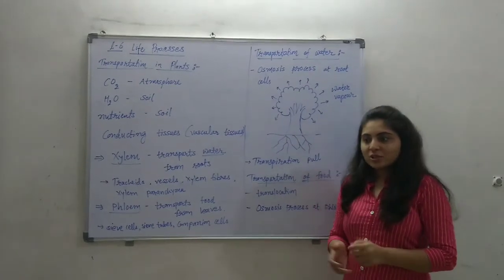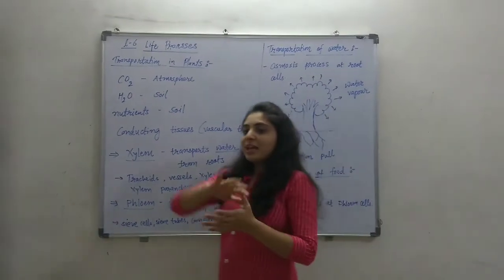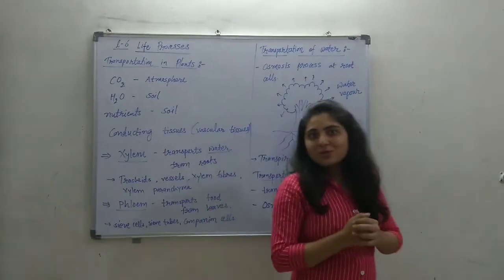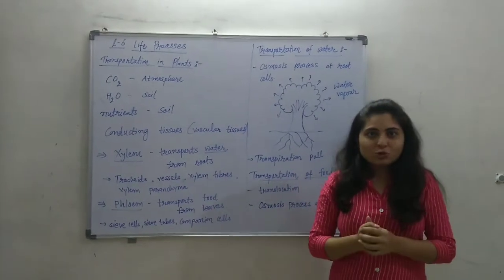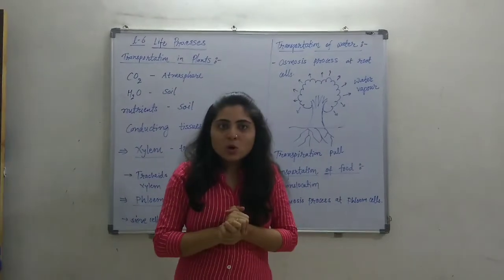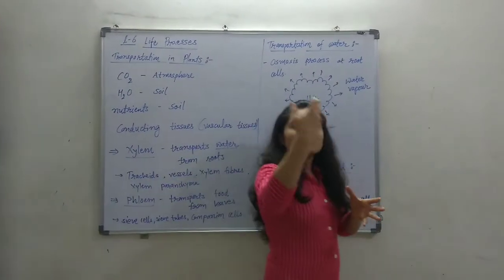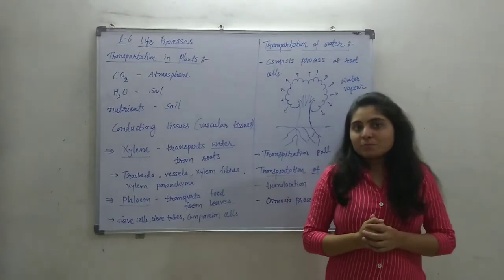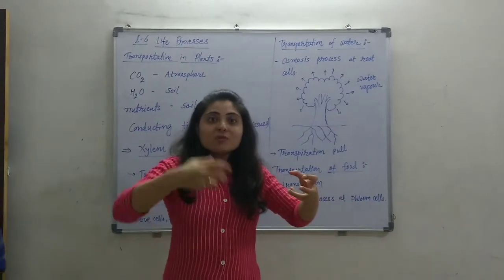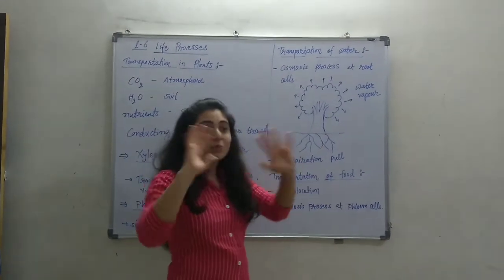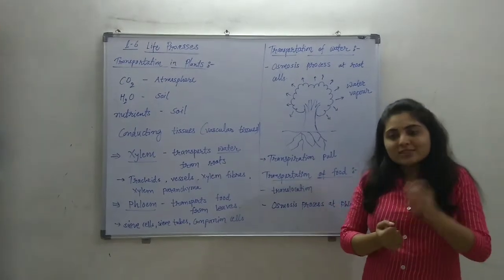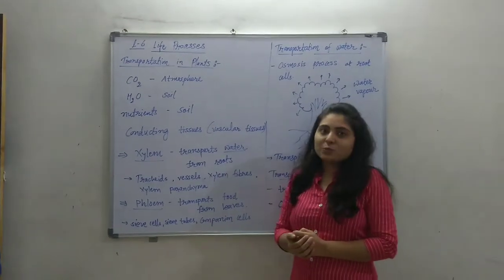What is transpiration? See, plants have stomata on the leaves. Stomata are the pores present on the leaves and stems also. So at the daytime when the stomata are open, water will evaporate through these stomata. This evaporation of water in the form of vapor through the stomata from the aerial part of the plant, this loss of water, this removal of water is known as transpiration.